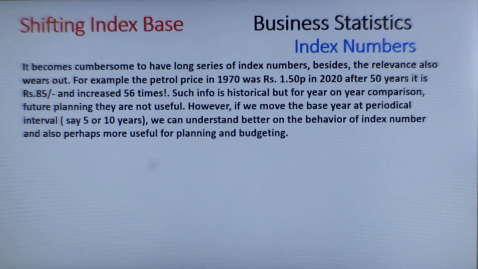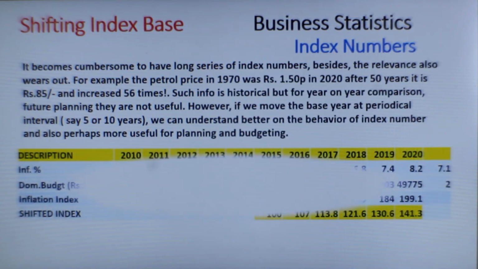However, if you move the base year periodically, say 5 years or 10 years, normally 10 years, a decade is considered to be a good shifting of index numbers. We can understand better the behavior of the index numbers and the variable, and perhaps more useful in planning and budgeting. Let us now look at this example.